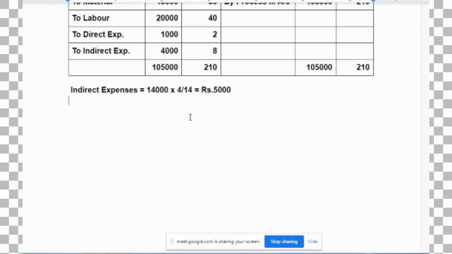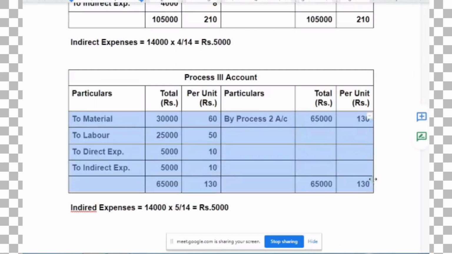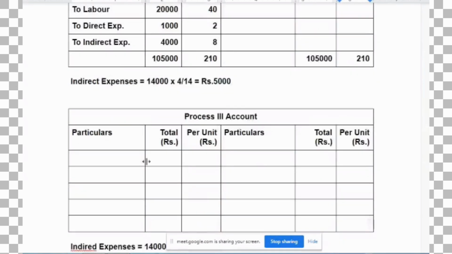In the same way, we go for the preparation of process 3 account. In process 3 account, the same kind of procedure happens again. First we bring the goods from process 2 here. We write 'to process 2 account'. Bring the goods from process 2, that is 1,05,000 at 210.